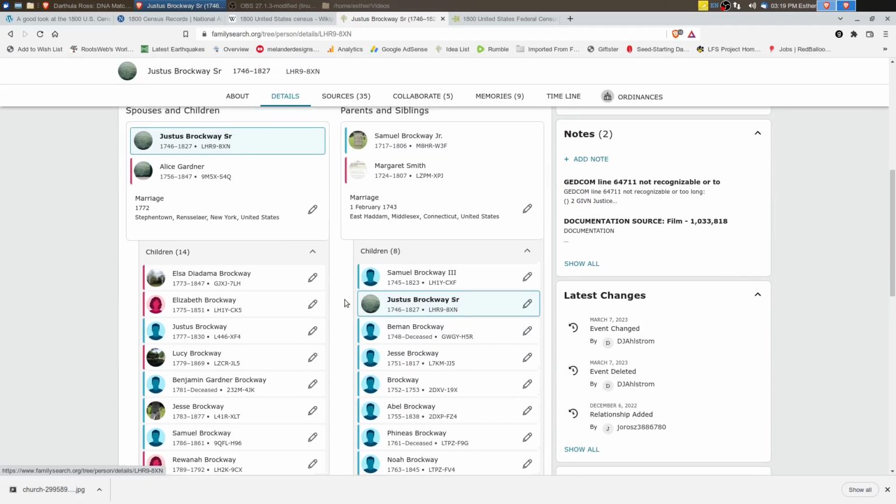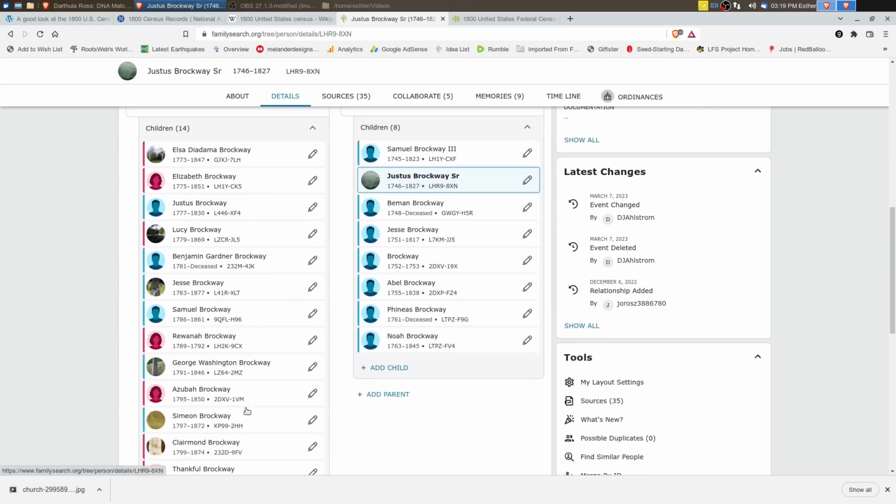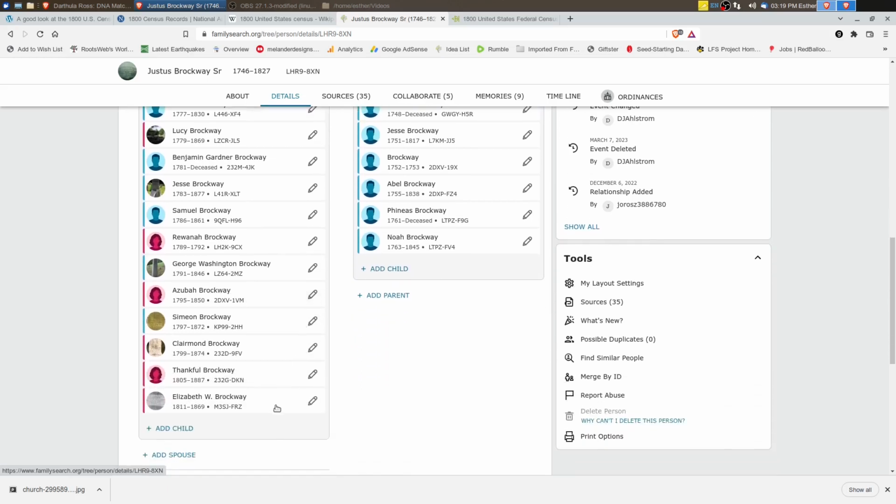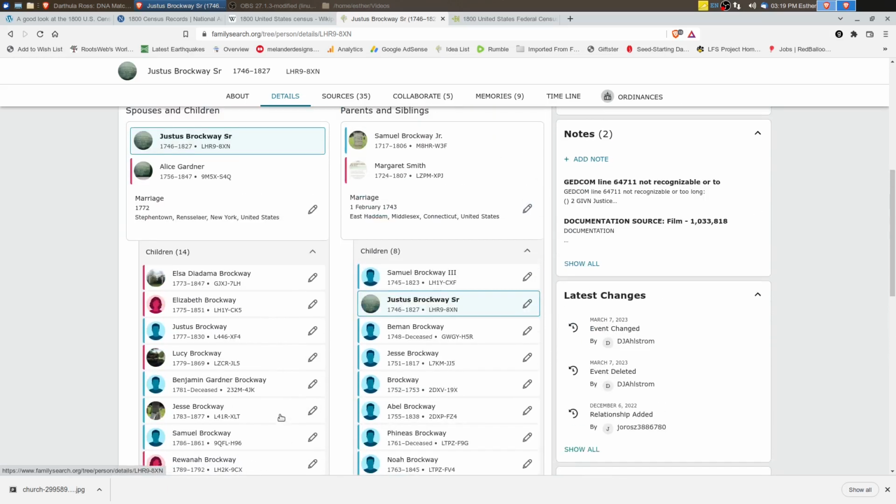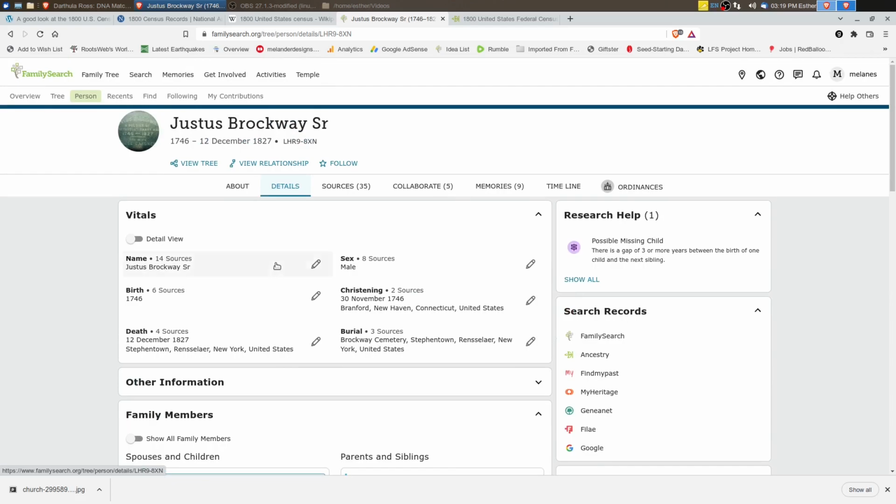Justus marries Alice Gardner in New York, and he has 8 girls and 6 boys. So he has a large family. And so we're going to look at these children a little bit closer as we evaluate the census. So let me show you what the 1800 U.S. Census looks like.